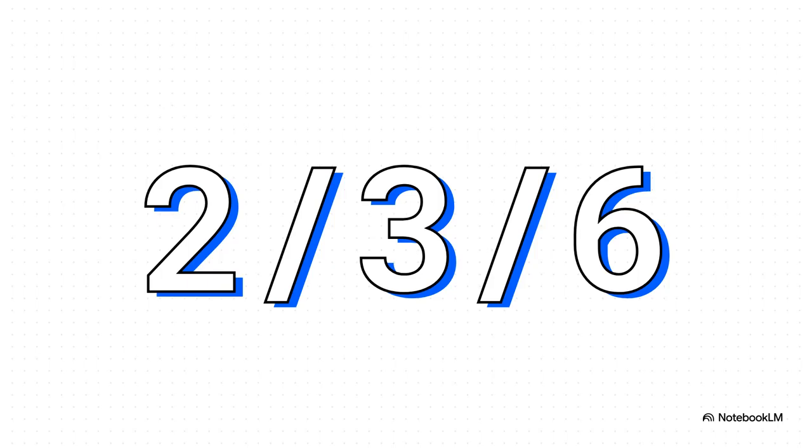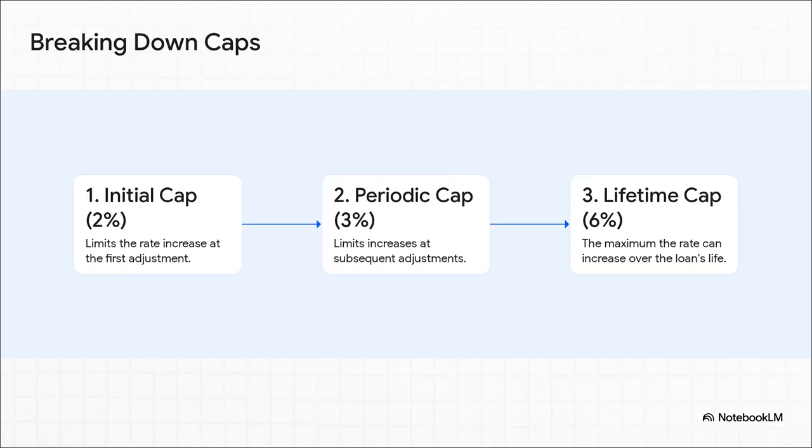This isn't random, I promise. Each one of those numbers has a very specific job to do, so let's decode it. That first number, the 2, is the initial cap. It protects the borrower on the very first rate adjustment. The second number, the 3, is the periodic cap. That limits how much the rate can change at all the later adjustments. And that last number, the 6, is the lifetime cap. That's the absolute ceiling. The rate can never increase more than that amount over its entire life.